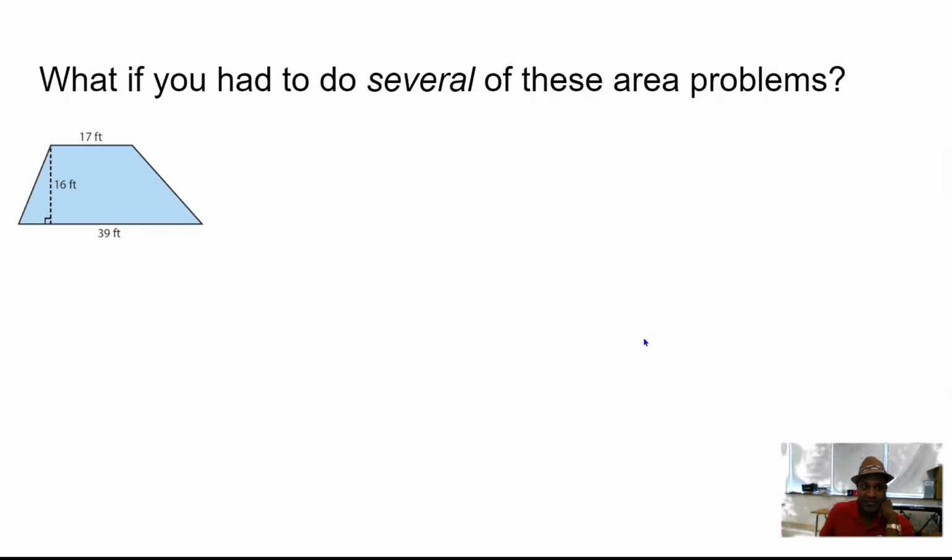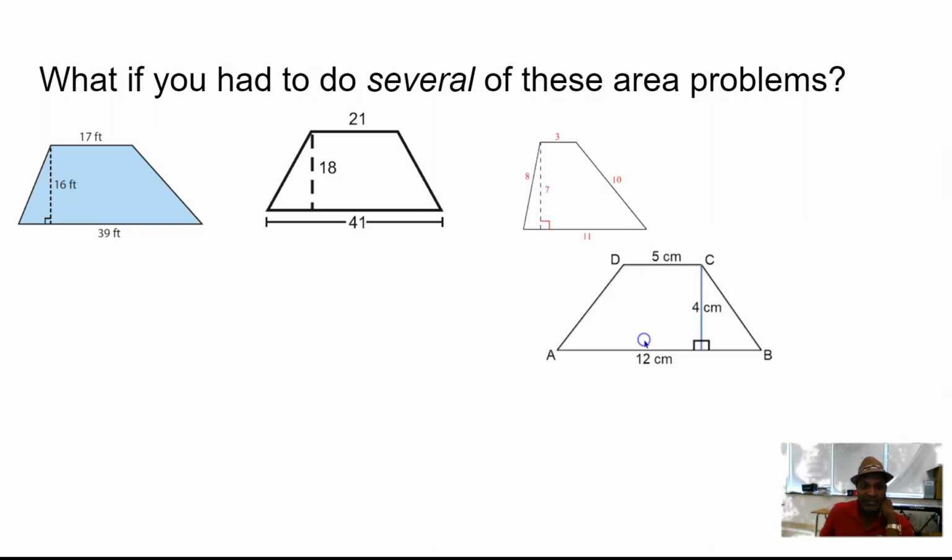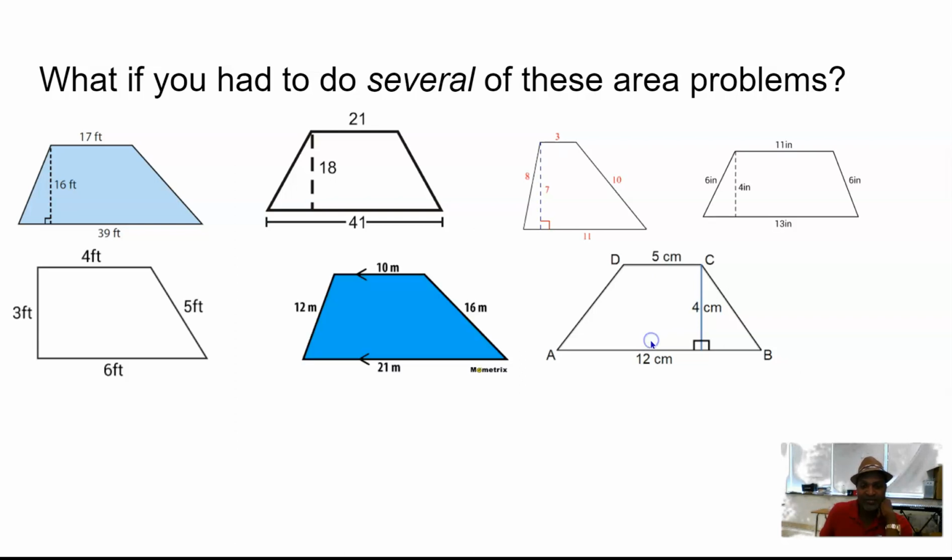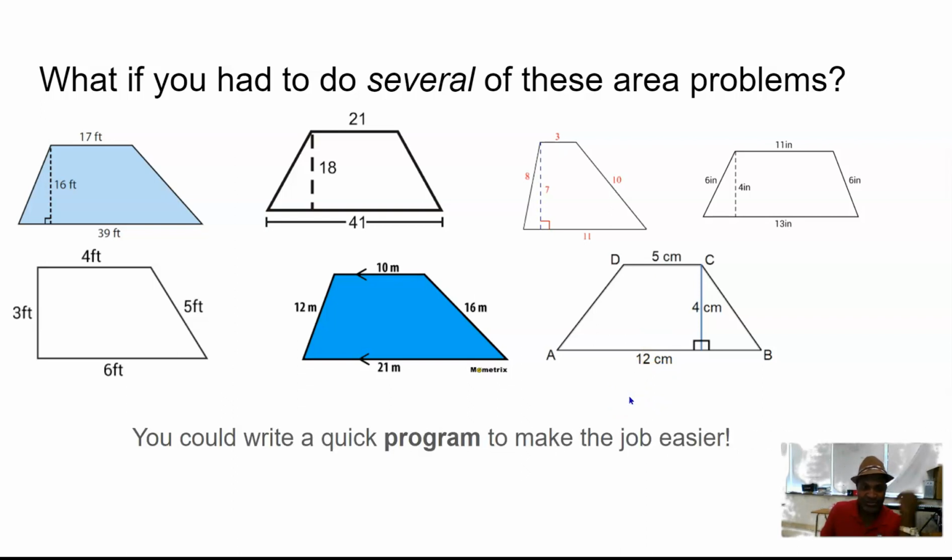Like this one, this one, that one, and this one, and that one. This one, that one, and this one. You just have to repeat those steps over and over and over. What if you had like 100 of these? Then it gets to be really, really tedious. What you could do is write a quick program to make the job easier.